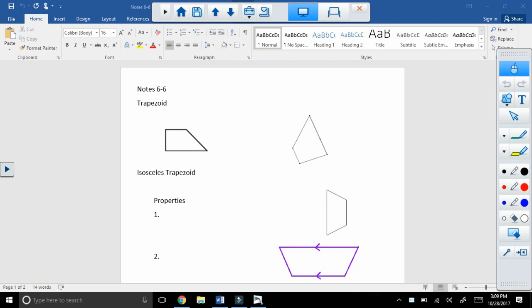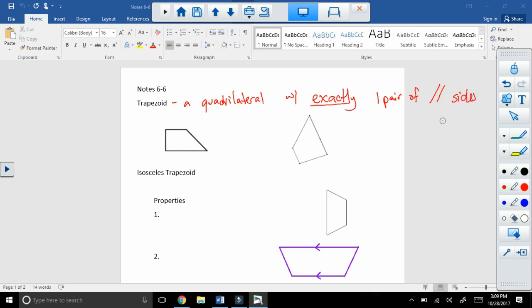So a trapezoid is a quadrilateral with exactly, and it's important that you know that it's exactly one pair of parallel sides. So a trapezoid will only have one pair of parallel sides. A trapezoid is not a parallelogram, and a parallelogram is not a trapezoid. It's not where we have this overlap like we did with the rectangle and the square and the parallelograms. In a trapezoid, only one pair of those sides is parallel. The other sides cannot be.